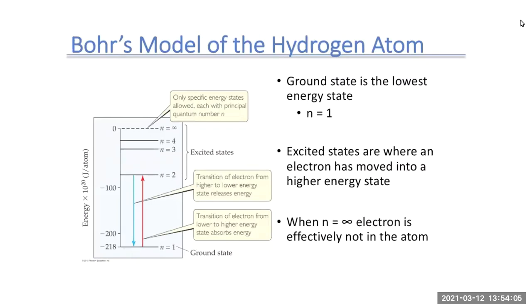And one thing to note, when n equals infinity, that's basically saying the electron is not present in the atom anymore. So we can say that the electron has been lost from the atom if it goes to n equals infinity.